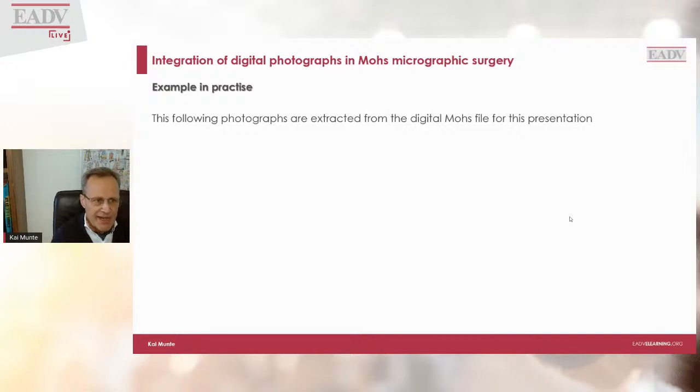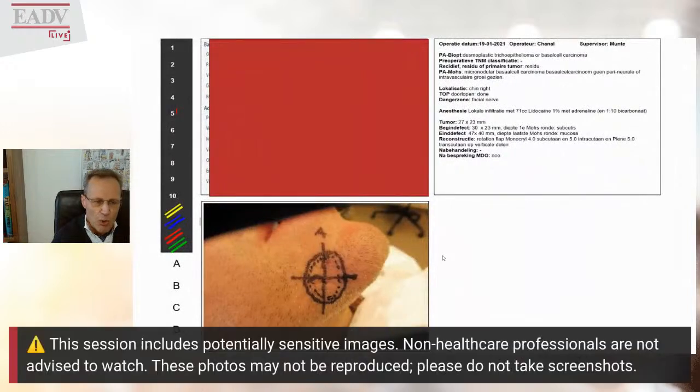I want to show you an example in practice. And these following photographs are extracted from a digital Mohs file for this presentation, which is quite easy to do. We can see here the photograph prior to the operation. Here are again the characteristics, the operators, and the patient data. This is from the University Hospital.